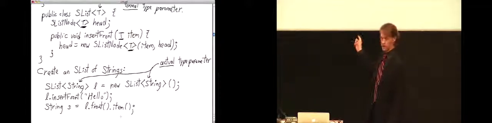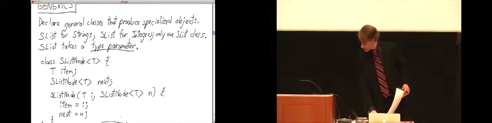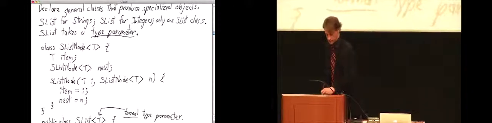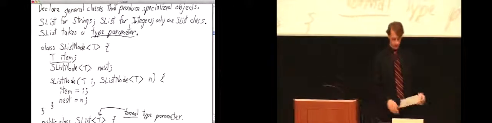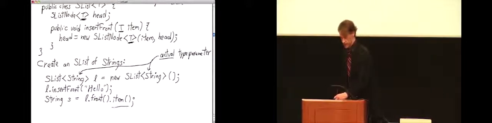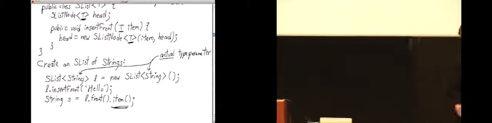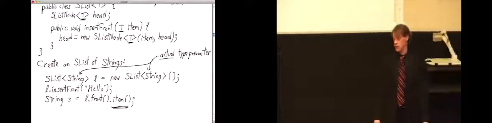Why do you need the 2 brackets after item? Well, do you need the 2 brackets after item? Let's go see. Well, I didn't make item public. If I'd made item public, I wouldn't need a method. But since I didn't make item public, I decided that there should be a helper, or a public method that gets the item field for me. You could do it either way. It's up to you how you design your S-list.